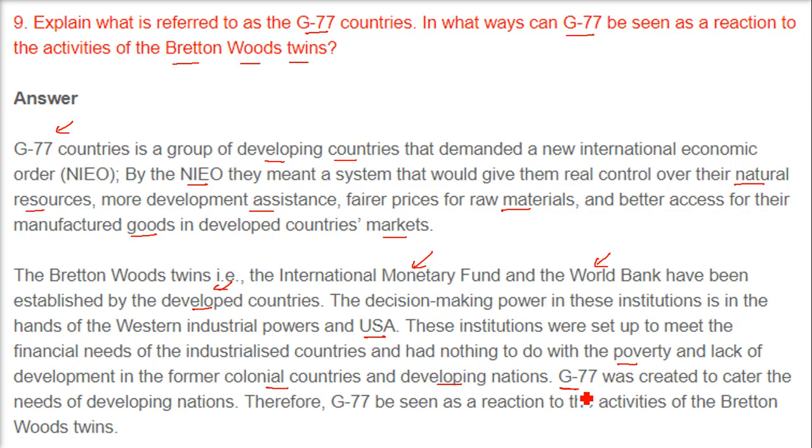So G77 was created to cater to the needs of exactly this nature of developing nations. Therefore, G77 can be seen as a reaction to the activities of Bretton Woods twins.